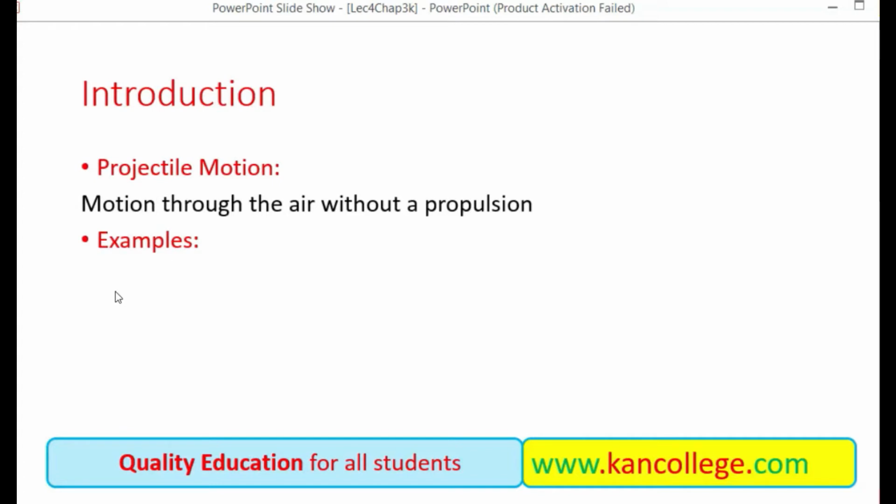Projectile motion is actually the motion through air without propulsion. Propulsion means no auxiliary or extra engine or force is moving the object. Once it is powered up, pushed or thrown, and then released, it moves without any force, without propulsion.